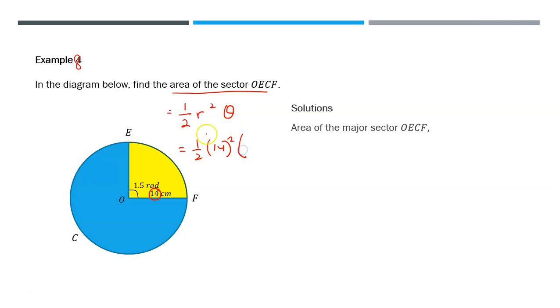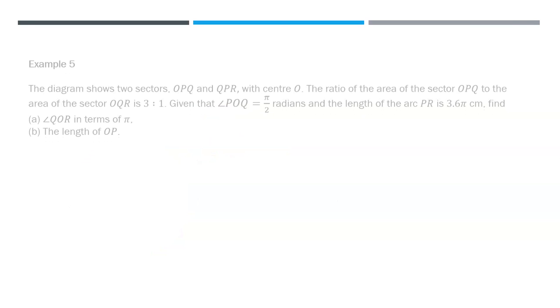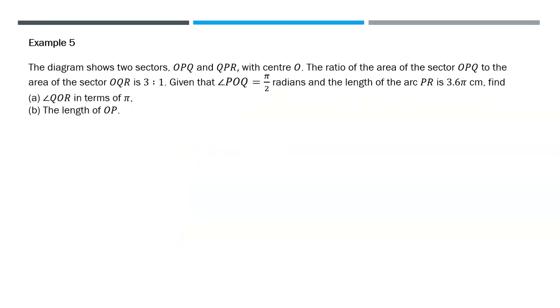14 square. Theta should be considering ini. So you know the whole circle is 2 pi. So 2 pi minus 1.5 radian. So you akan dapat 2 pi minus 1.5. Okay. So tinggal masukkan the formula and then you multiply everything. So akan dapat the answer. Okay, how about this one?